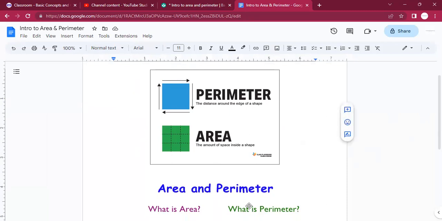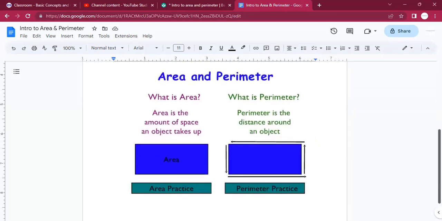So for area, you're always going to do squared. So for example, inches squared. And for perimeter, you're just going to do inches. So make sure you always include your units in geometry. And so we'll do area and perimeter of different shapes, specifically rectangles and squares.